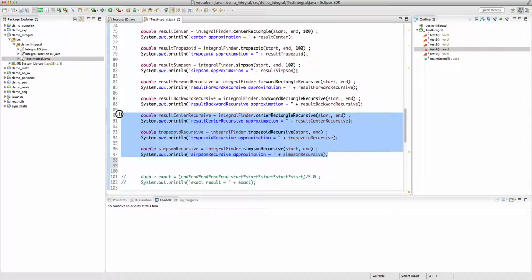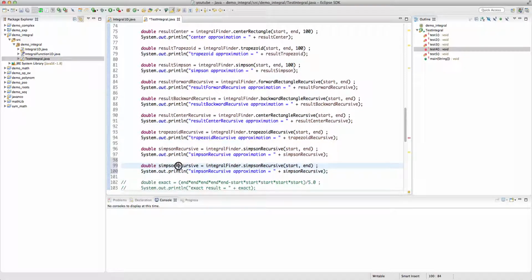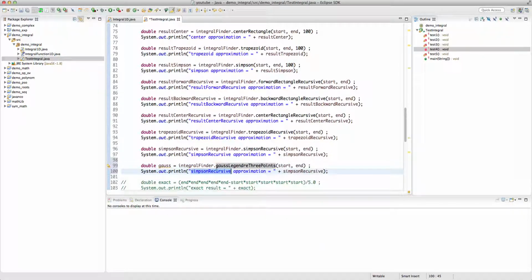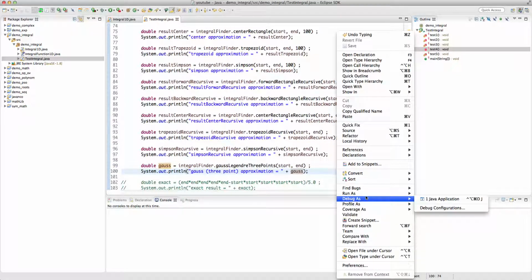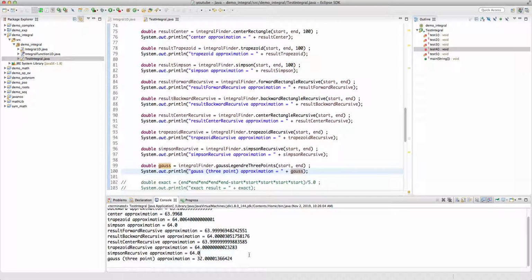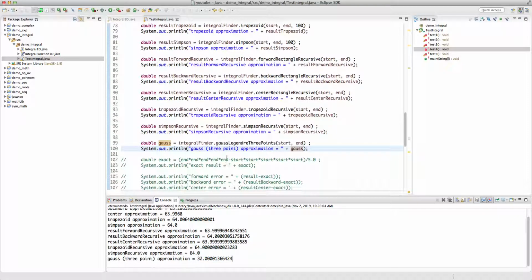Okay, I'm going to add the Gauss, and in the Gauss, I'm going to call the Gauss-Legendre polynomial 3-point. So Gauss 3-point approximation. So we are off by a factor of 2.